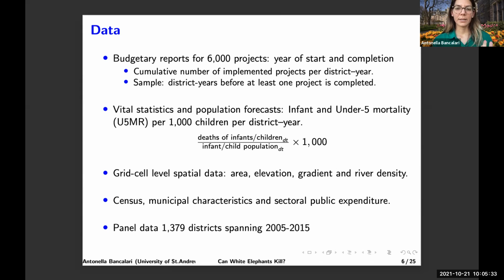To construct the infant and under 5 mortality rates, I use vital statistics and population forecasts. And then I also rely on grid cell level spatial data, specifically for geographic features that are unique in affecting sewerage projects. And I'm able to compute the share of the district that falls in these different geographic categories. I rely on census, municipal characteristics, and sectoral public expenditure to evaluate a bit more the mechanisms, as well as do some robustness checks. So I have a panel data of 1,379 districts for every year spanning 2005 and 2015.